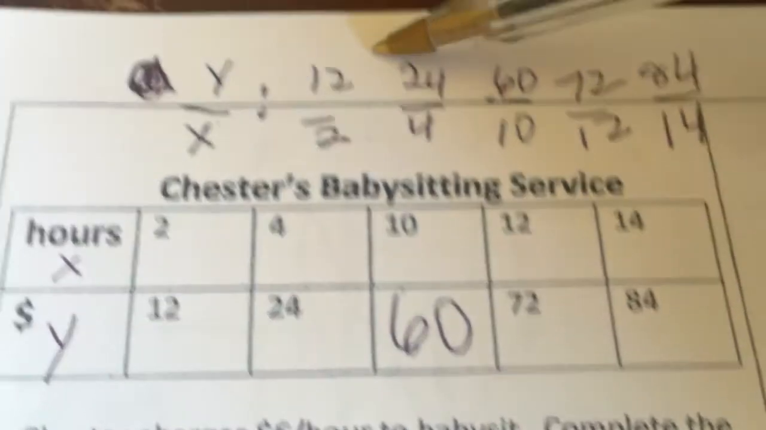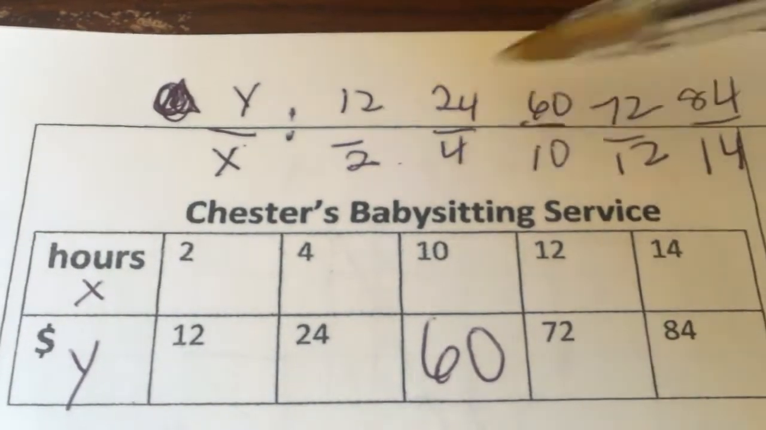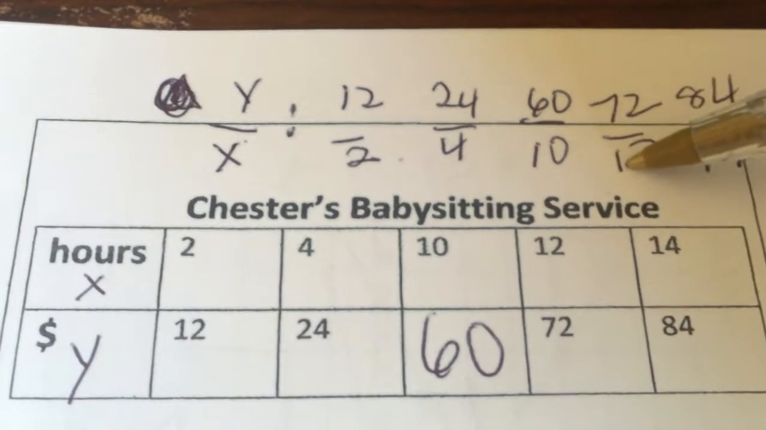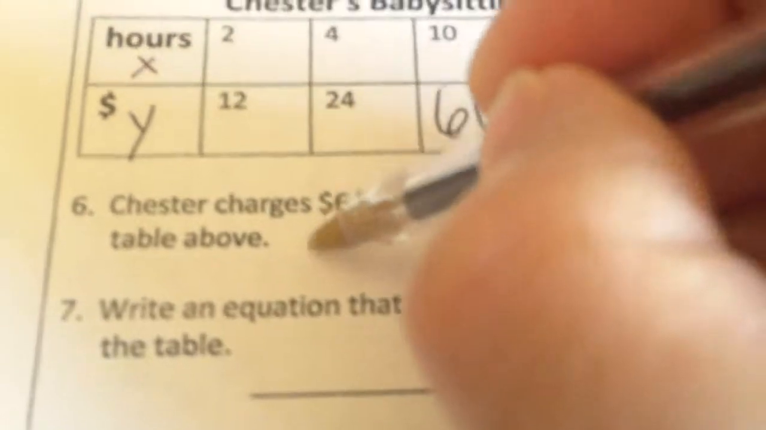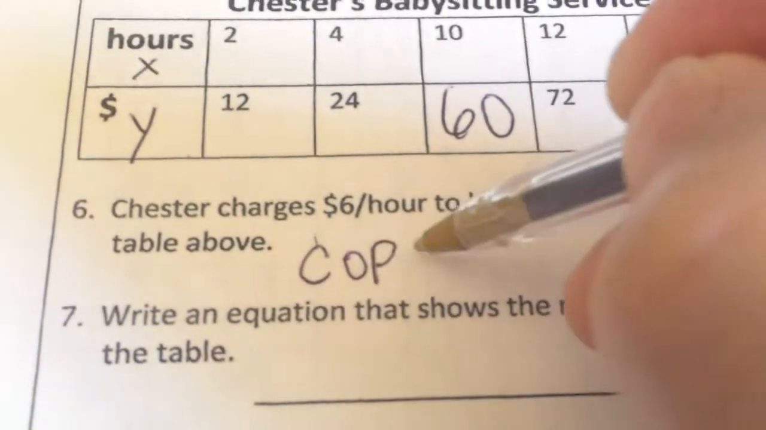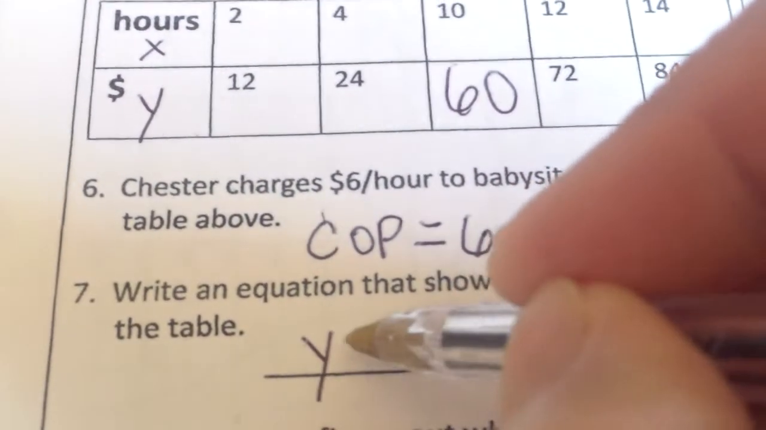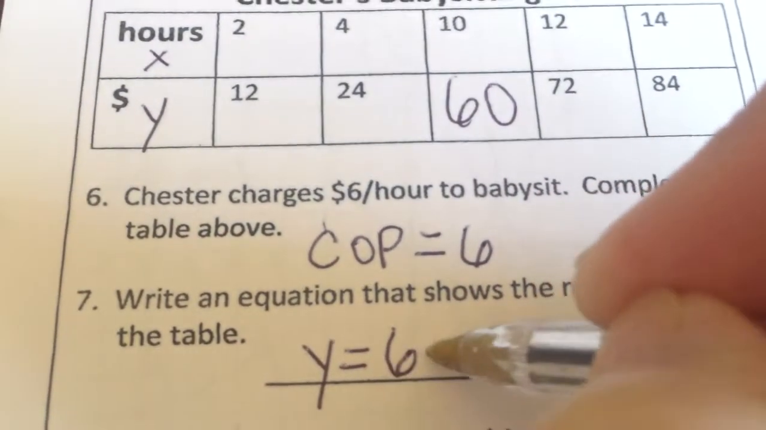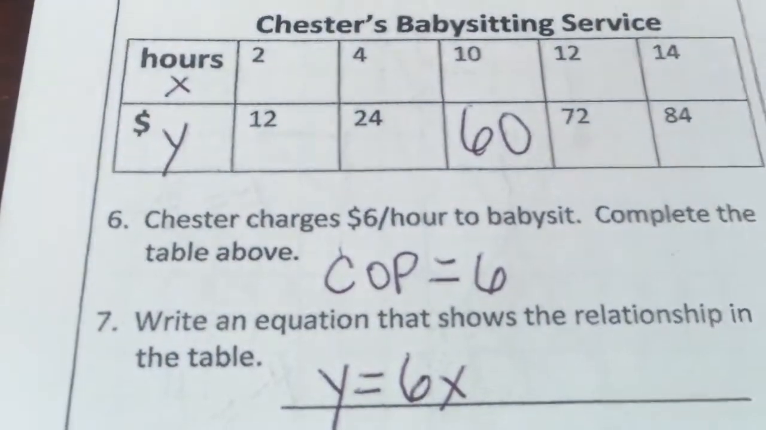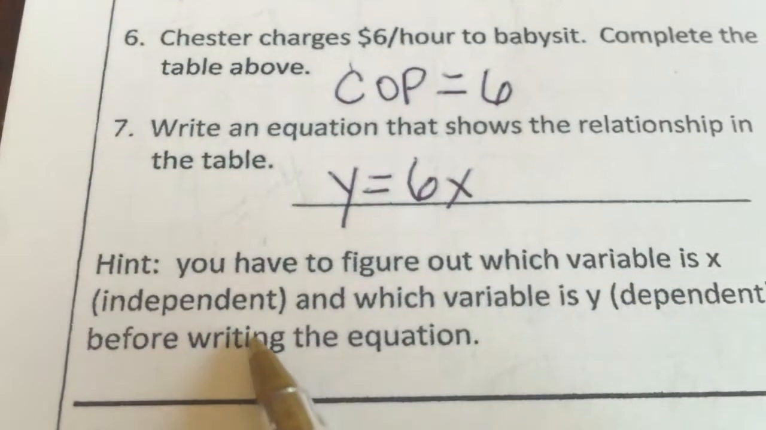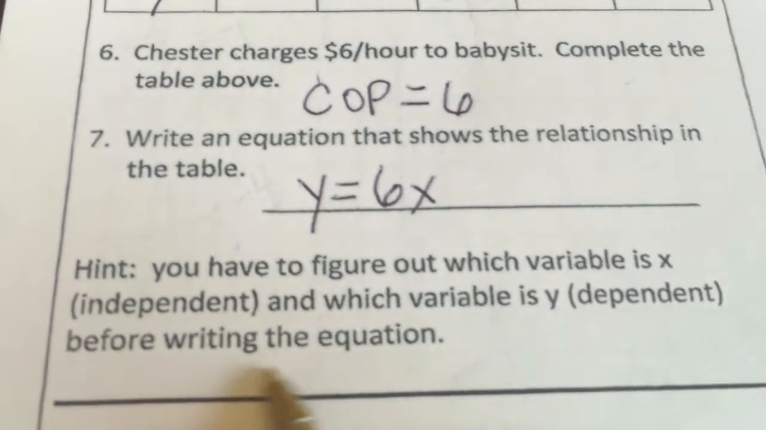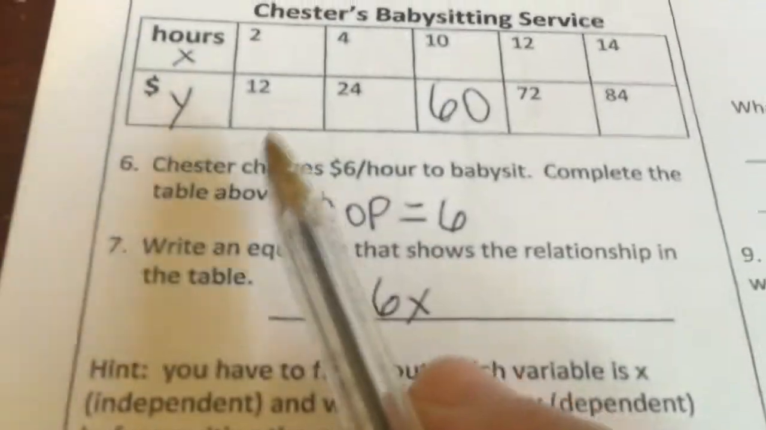And if you will notice, every single one of these ratios simplifies to 6. So that means that it has a constant of proportionality of 6. So my equation would be y equals 6 times every x value. All right. Oh, there was a hint. You have to figure out which variable is x and which variable is y before writing the equation. Good point. Which one's dependent and which one is independent.